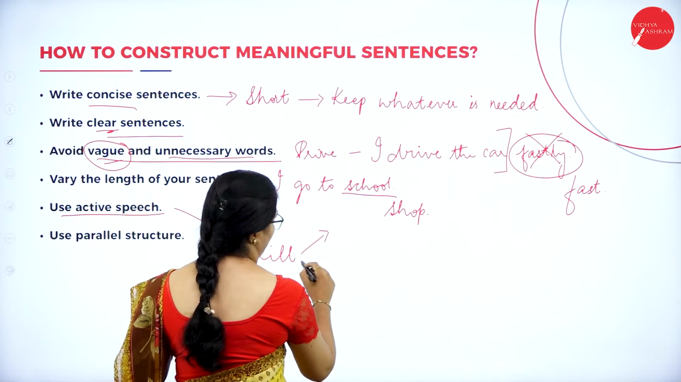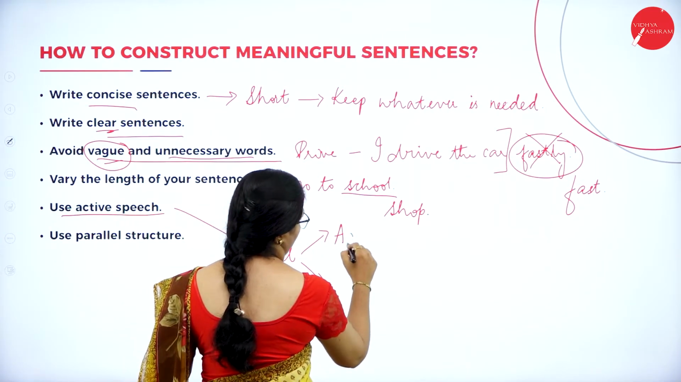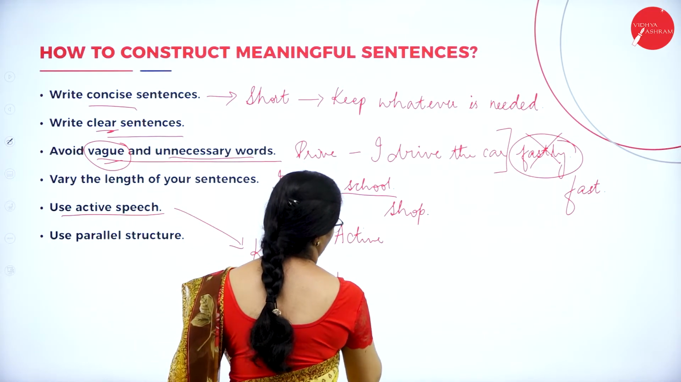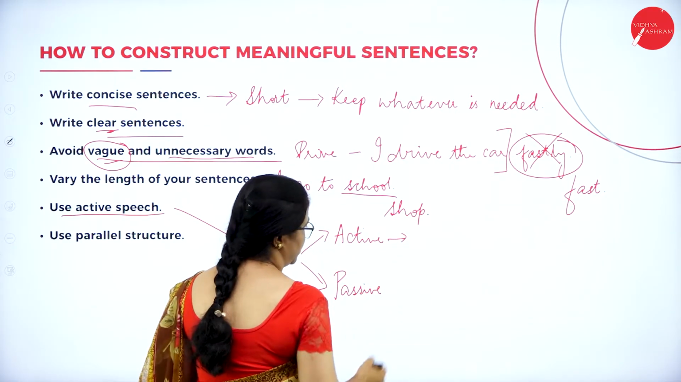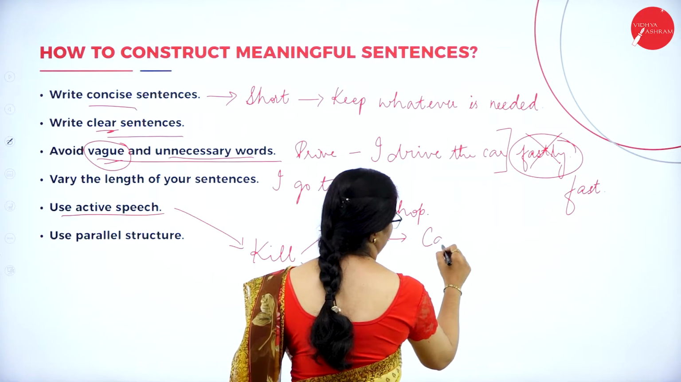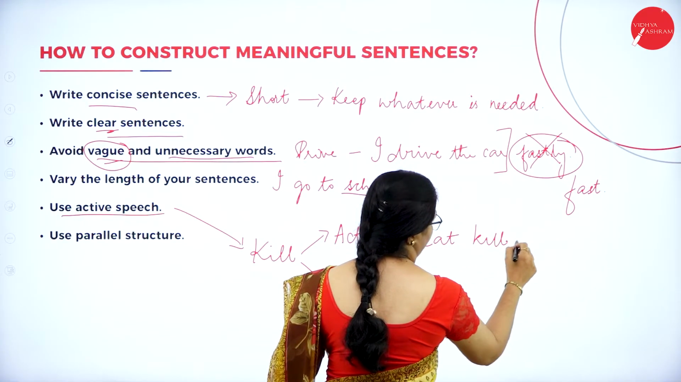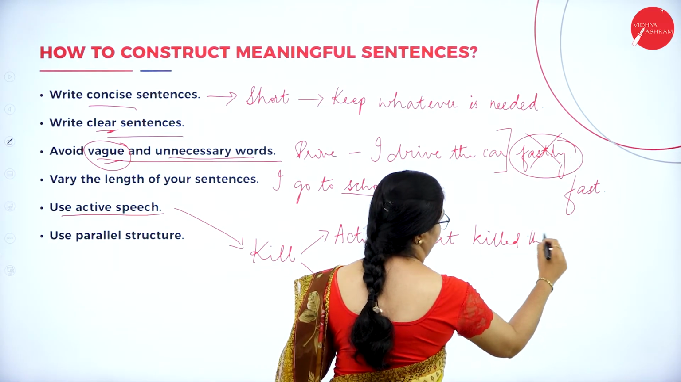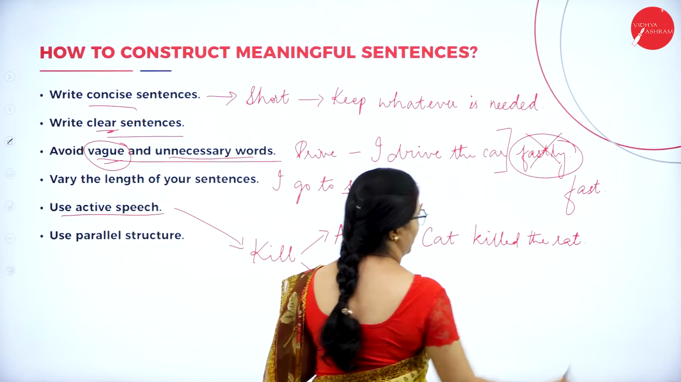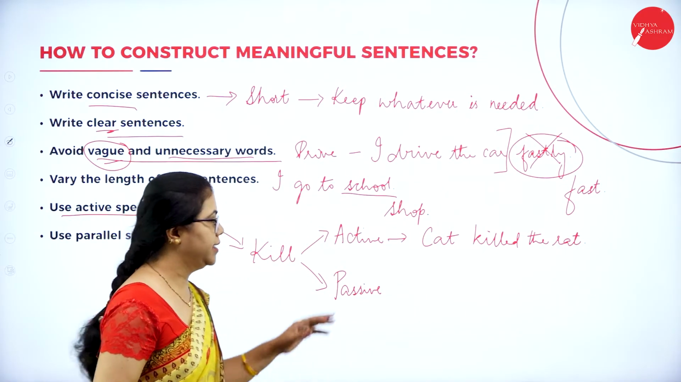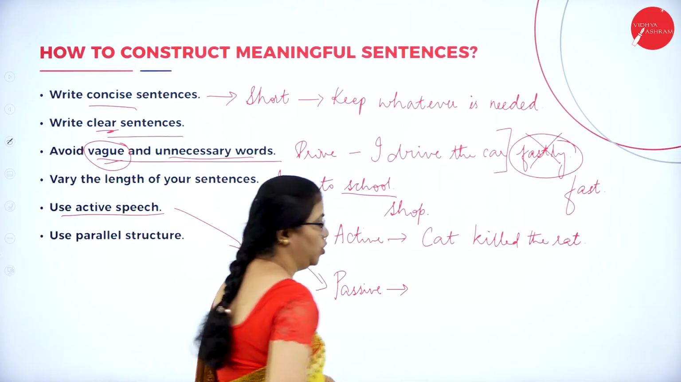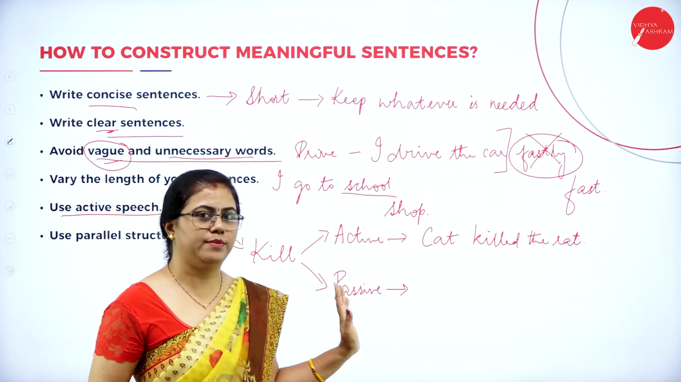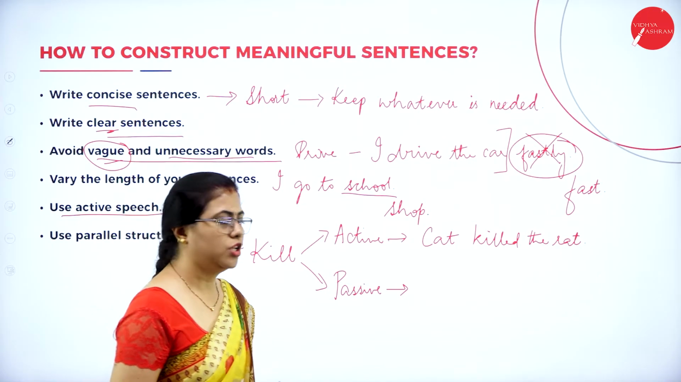Suppose it is in active voice, and I'm using it in passive voice. Active voice, I say, "The cat killed the rat." Fine, it is in past tense. Suppose I use it in past tense. I don't know how to frame the sentence in passive voice. So how do I do it?